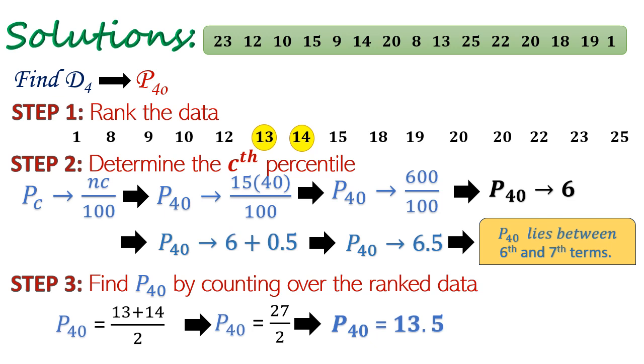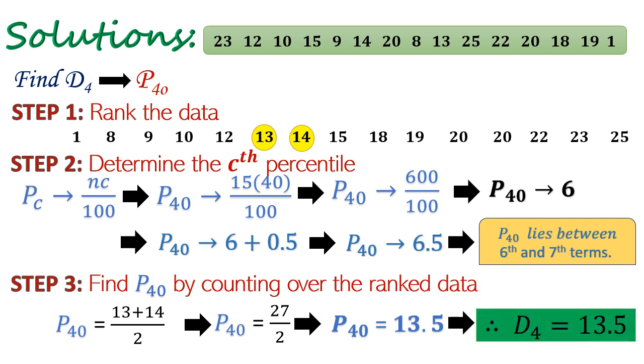But of course, guys, you need to look back and go back to your original problem. You are supposed to write your final answer based on the problem given, and you are looking for D of 4. With that, you may rewrite your answer in decile form, and that is D of 4 equals 13.5, which is equivalent to your P of 40. And that's it, you're done.